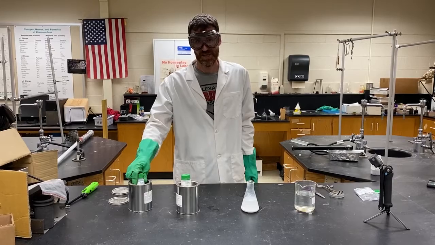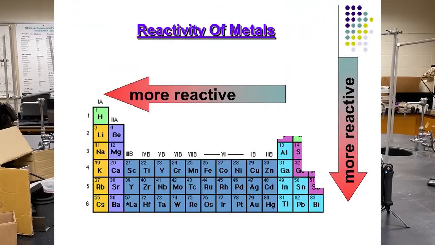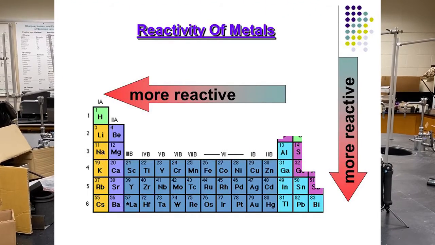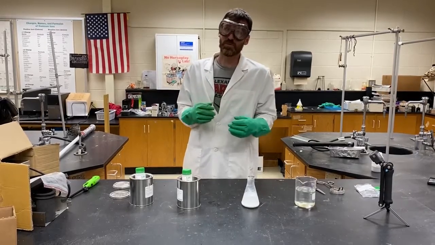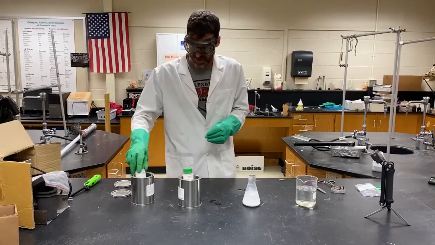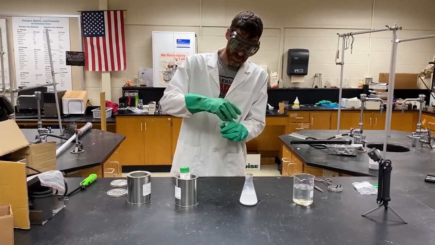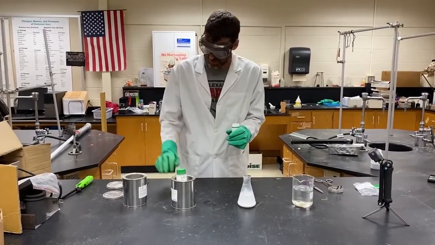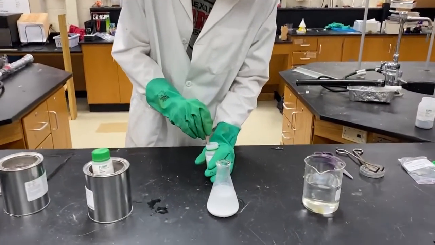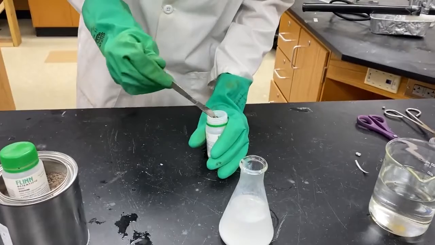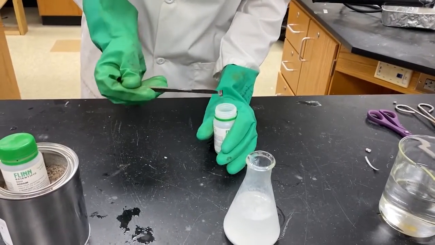And it's pretty spectacular. So as we go down, we get more reactive. As we go to the left on the periodic table, we get more reactive. So of the four, of that block of four, this will be the most reactive. Okay, so stored under mineral oil again, and in kitty litter. These are pre-made chunks. We are not going to cut the chunks. It is safer if you do not cut these.